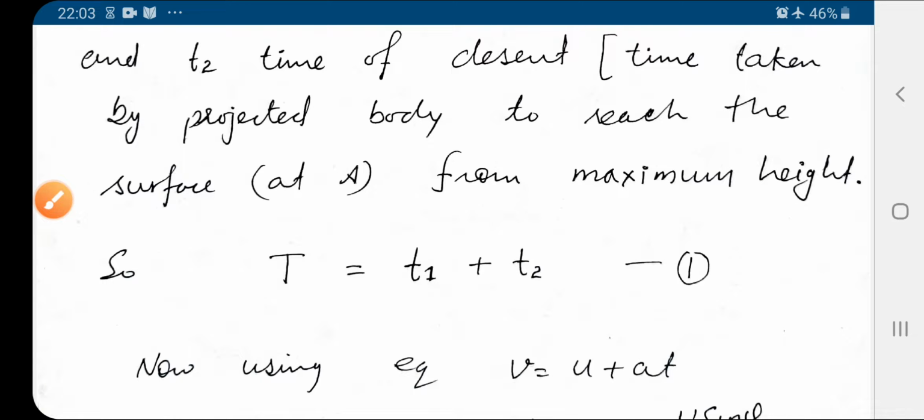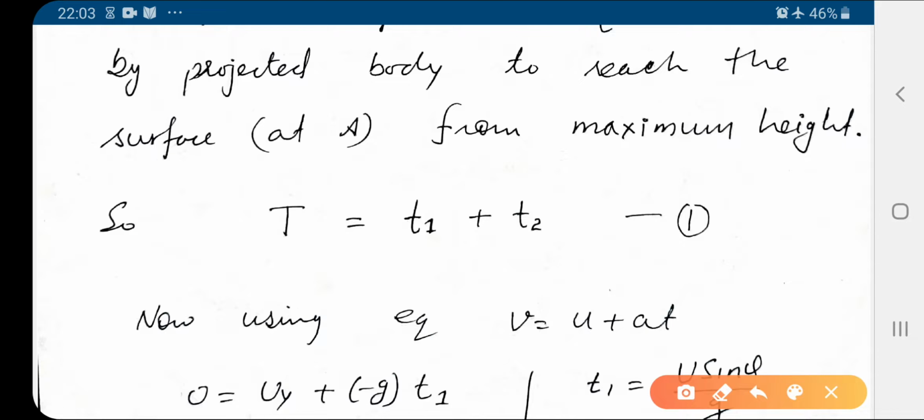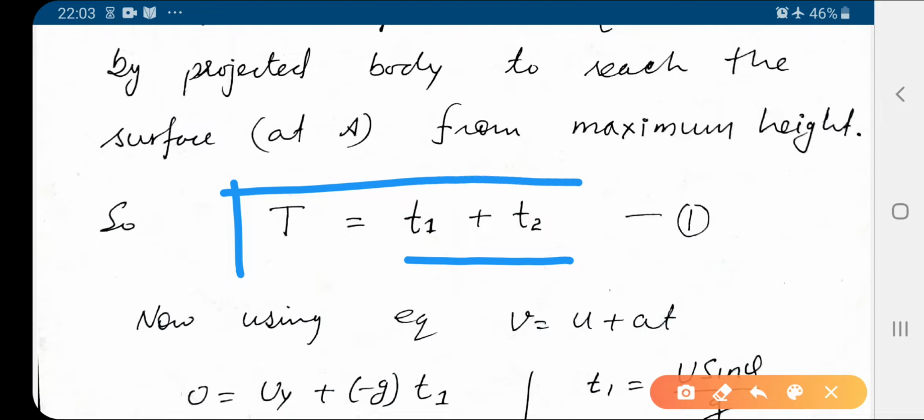So time of flight will be the sum of these two, time of ascent plus time of descent, that is the total time taken by the body from the point of projection to the reaching point at A. So this is the time of flight that we have to calculate here. Now first we calculate time of ascent here.